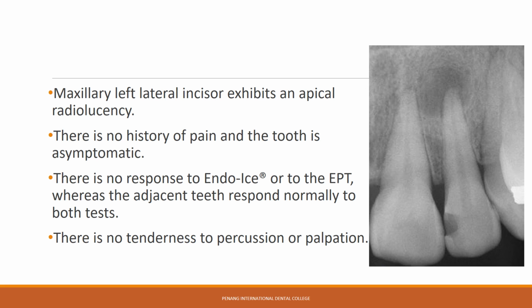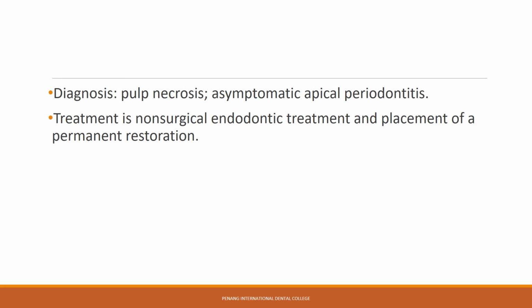There is no tenderness to percussion and palpation. Based upon the history, the pulpal condition can be described as pulp necrosis because there is no history of pain, and on the pulp sensitivity test there is no response. The periapical condition can be described as asymptomatic apical periodontitis because there is no pain on biting, as well as no pain on the percussion test, but there is evidence of apical radiolucency. The treatment here is non-surgical endodontic treatment followed by placement of a permanent restoration.